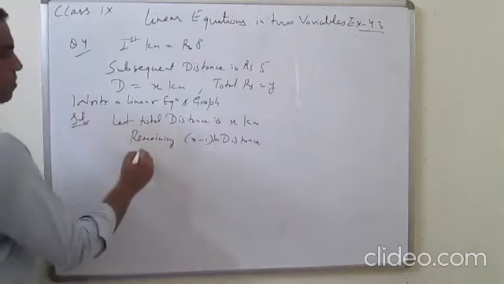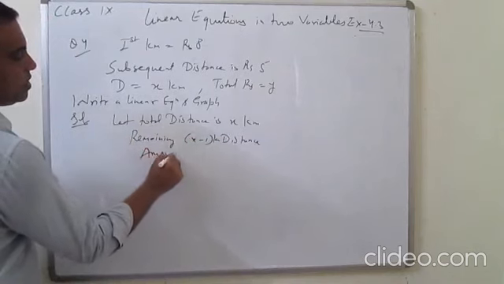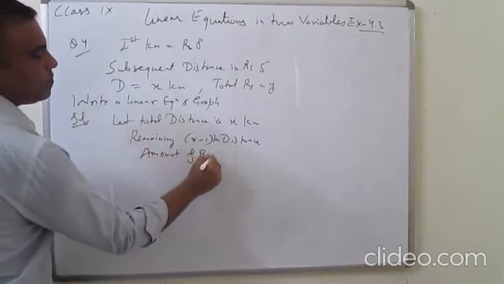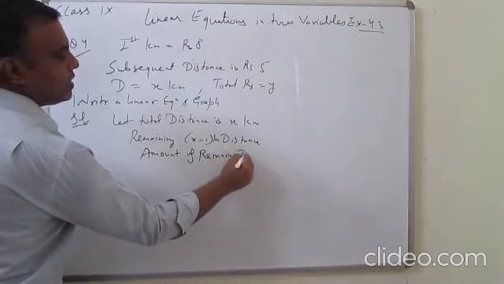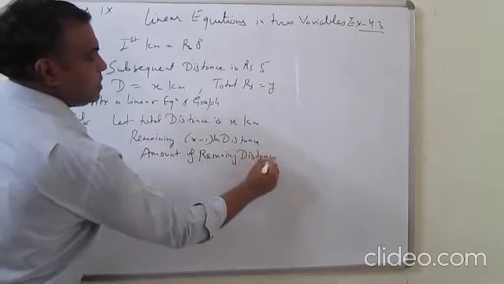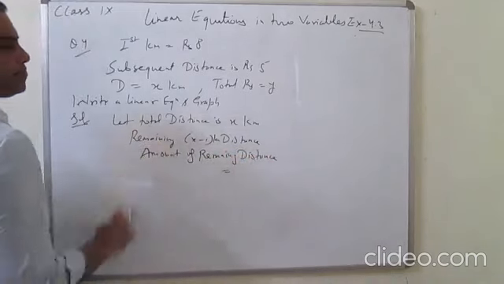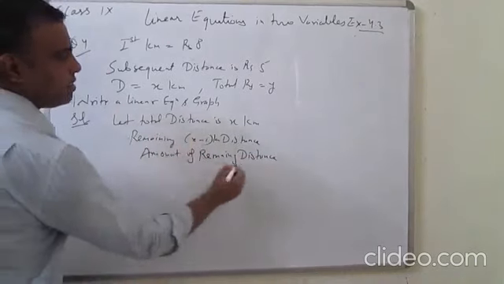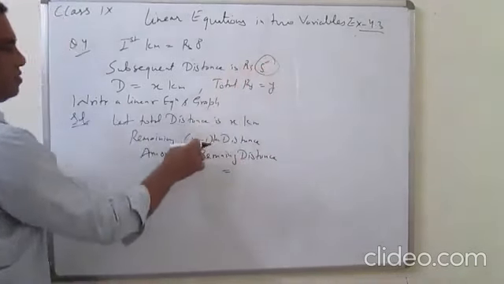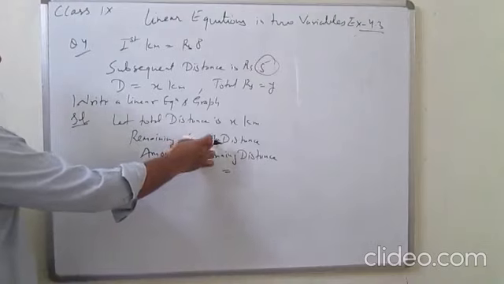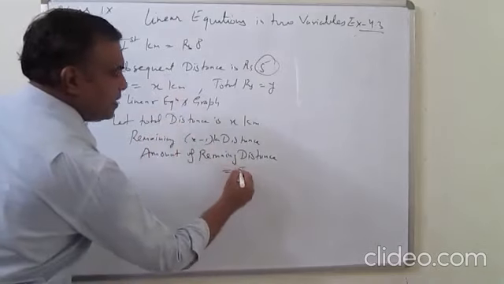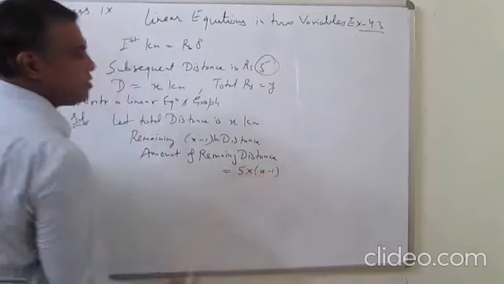तो अमाउंट ऑफ रिमेनिंग डिस्टेंस कितना हो जाएगा? अमाउंट ऑफ रिमेनिंग डिस्टेंस इज इक्वल टू कितना होगा? कितना है 5, बाकी जो भी डिस्टेंस है उसका कितना किराया लग रहा है 5, तो it is 5 into x minus 1.